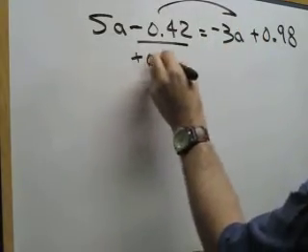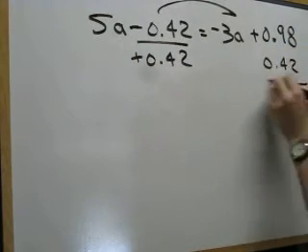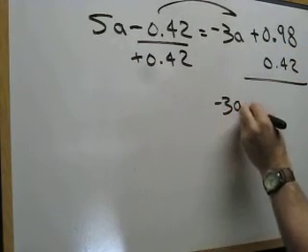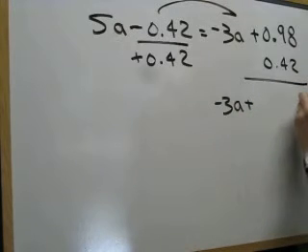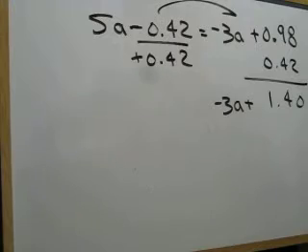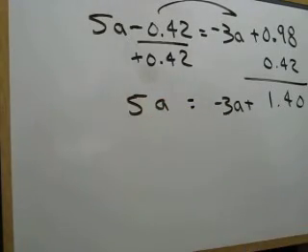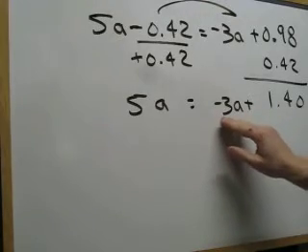So we're going to add 0.42 to both sides. And so this is going to stay negative 3a, but it's going to be plus 10, carry the 1, 14, carry the 1, 1.4. And that's going to equal 5a. Okay, now we've got a negative 3a.